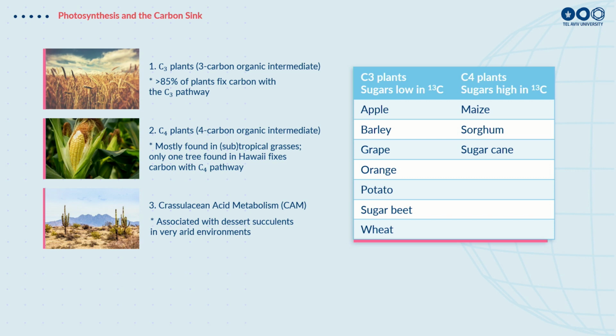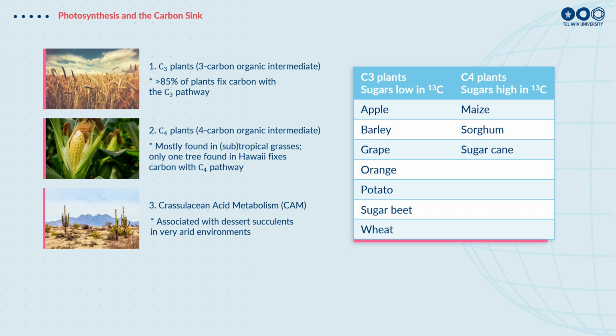We can see in the middle panel, like corn, and this is mainly in the subtropical and tropical grasslands, and there's only one tree, found in Hawaii, for example, that fixes carbon in this C4 pathway. So the majority are C3 plants. And just to also point out that we have a third category, the CAM plants at the bottom, which are really the desert plants, the succulents, which have a different pathway of fixing carbon.